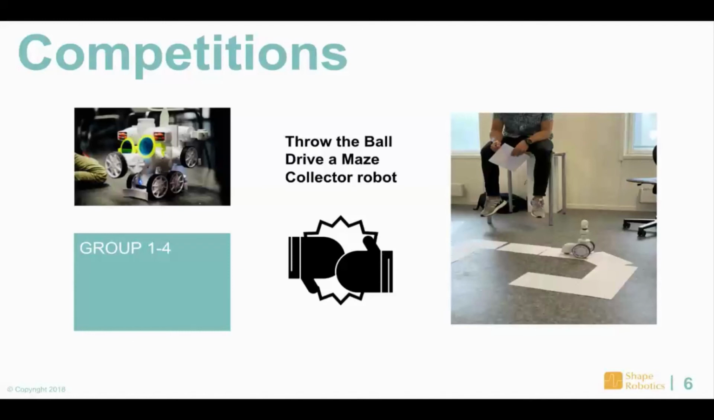But I've taken 3 different ones: throw the ball, drive a maze, and collect a robot, I've called it. Throw the ball was the exercise that I showed you earlier, where you could have it as a competition to see who can throw the ball 3 different lengths. First 2 meters, then maybe 1.50 meters, and at the end you'd like them to hit a small glass. Who can manage that in the quickest way? They have to create a code to do that.